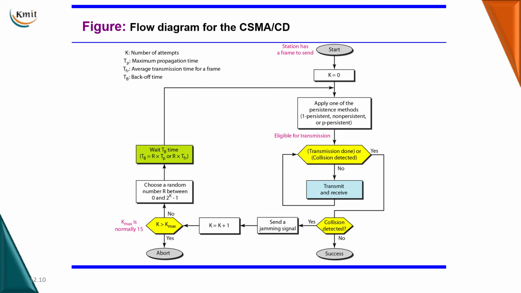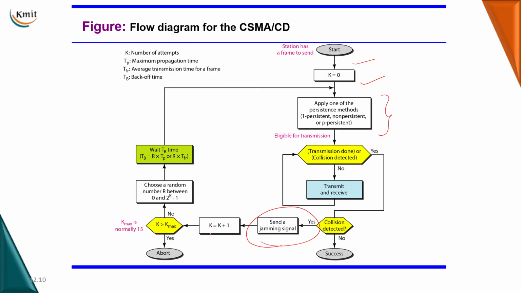Now, as I told you, what is the backoff strategy? Everything is the same. The number of attempts will initially be 0. Here we will be applying one of the persistent methods, and I will see if I am eligible for transmission. If there is no collision detected, I will transmit and receive. But if a collision is detected, what are we going to do? The moment a collision is detected, we send a jamming signal, and that jamming signal will make you wait for a random amount of time.